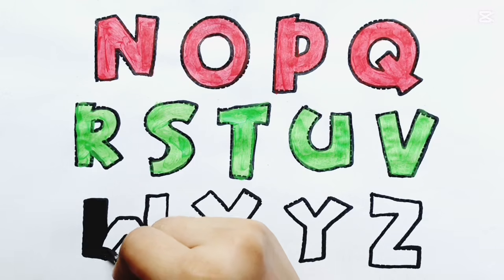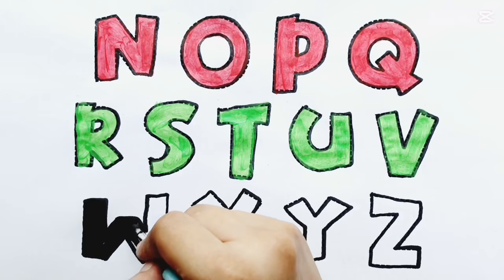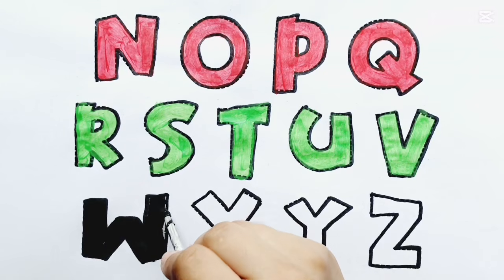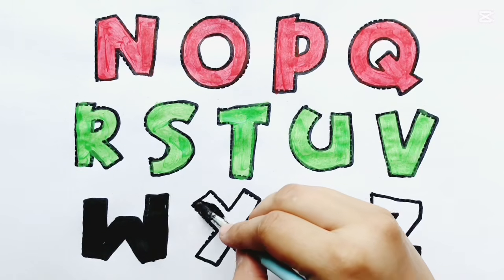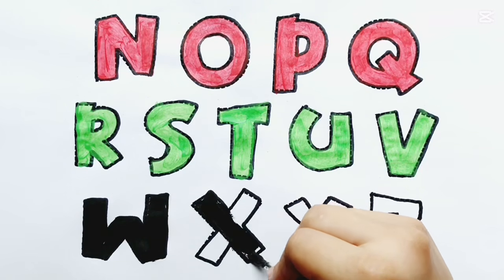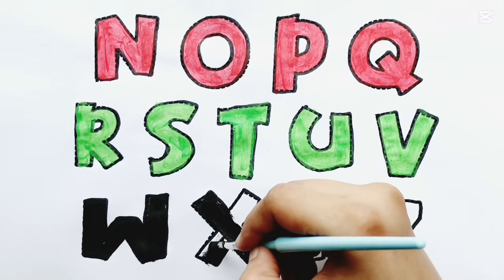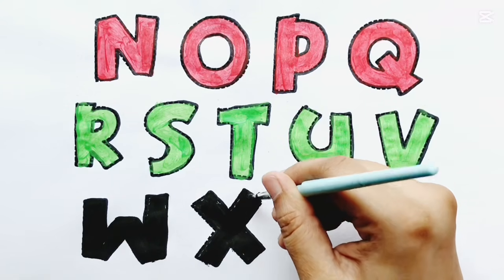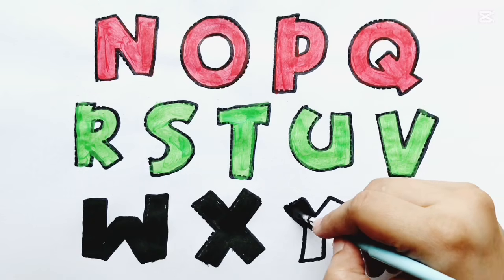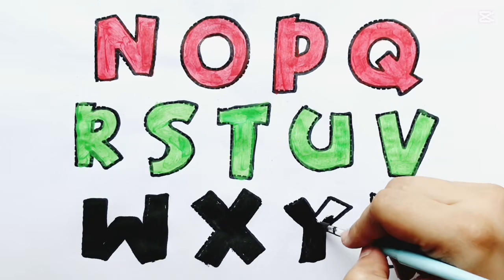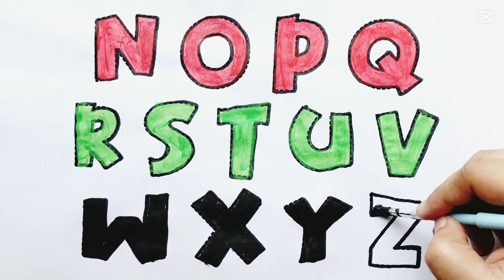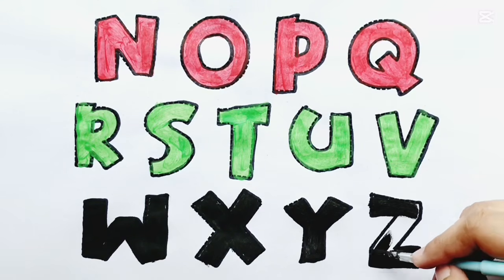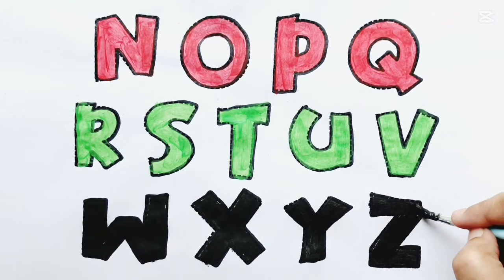Black color. W for watermelon. X for xylophone. Y for yogurt. And Z for zebra.